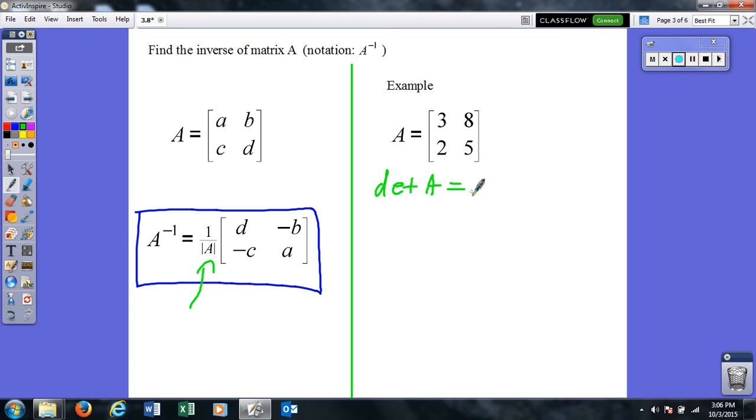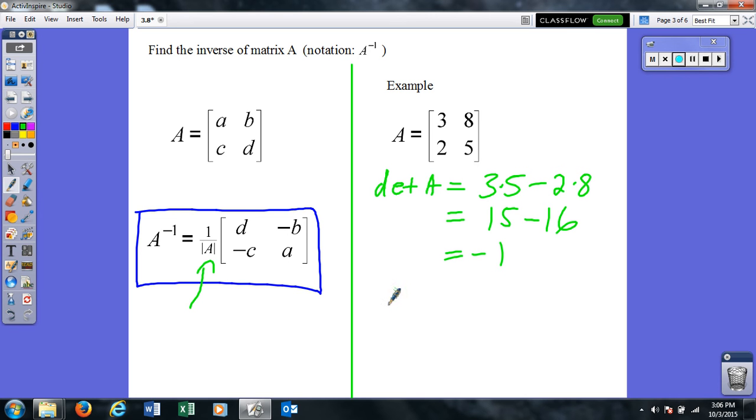So if you don't remember from 3.7 how to find the determinant of a matrix, you might want to run back and look at that. Oops, that should be minus. 3 times 5 minus 2 times 8, that's how we get the determinant of this matrix. So that's 15 minus 16, which is negative 1.